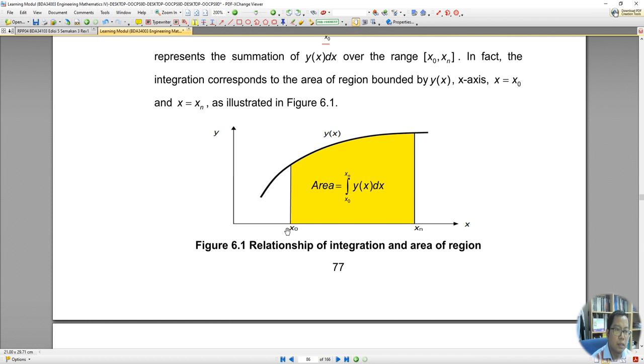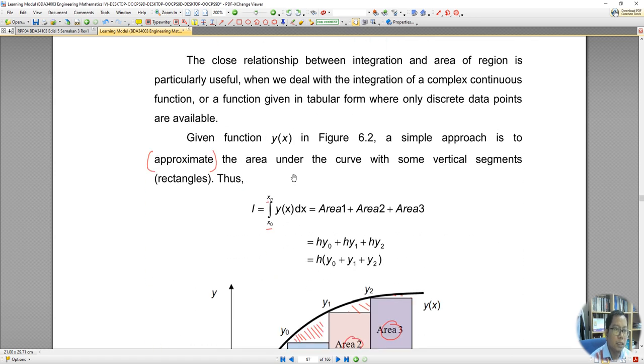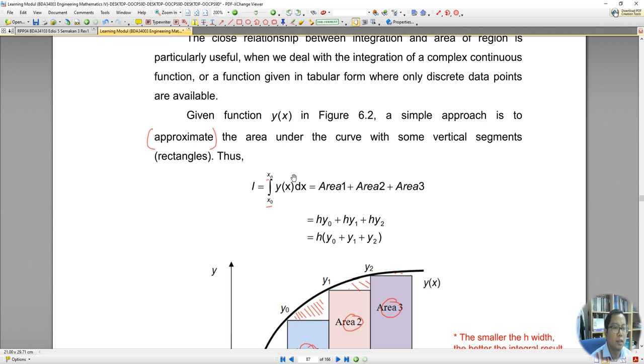this is the integration area of region that we already learned before entering the university, in secondary school. But in this chapter we will use the integration based on the numerical method.